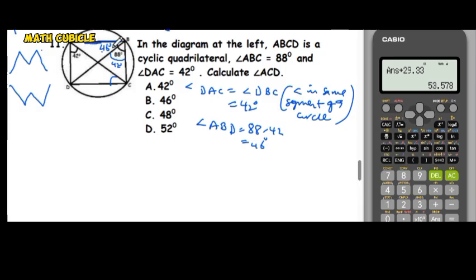Look at this. This and this. So this angle is equal to this angle. So angle ACD is equal to 46 degrees. It's angle in same segment. 46 degrees, that's option B.